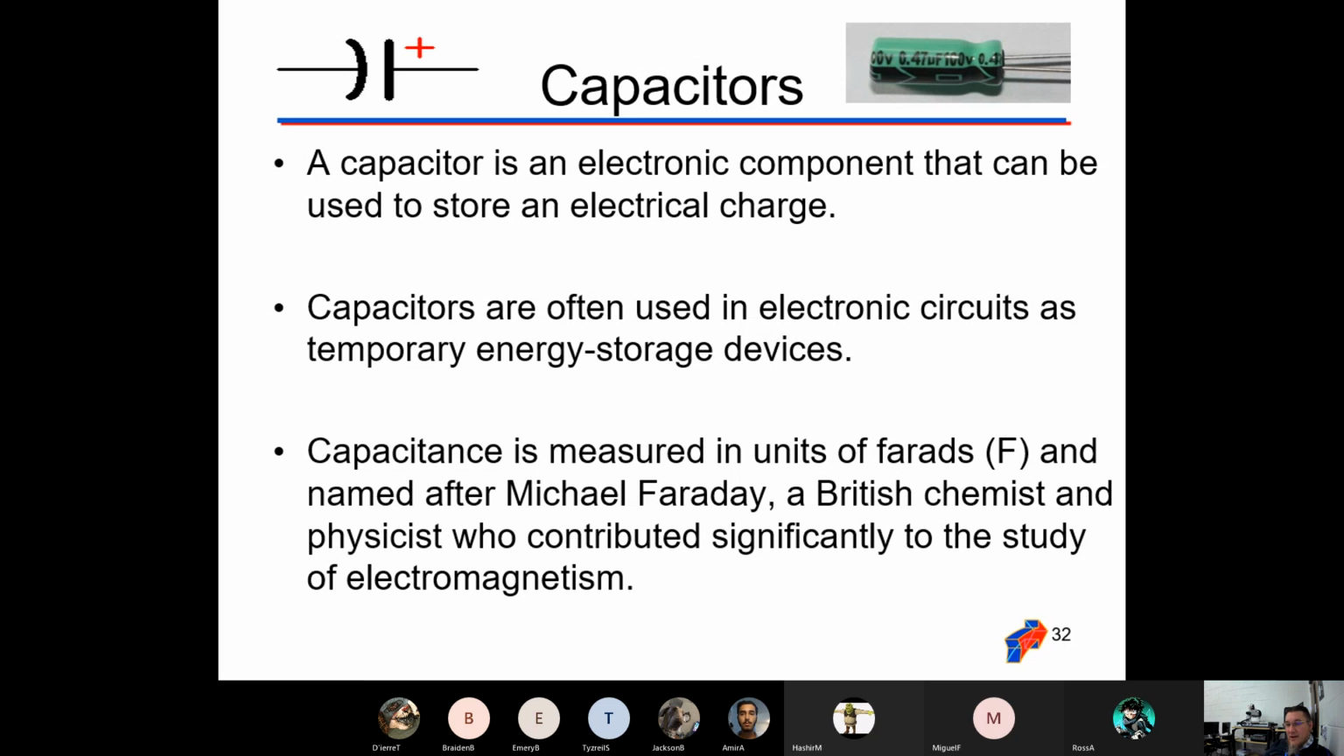Capacitance is measured in farads, and it's named after Michael Faraday. I don't think we've talked about this yet, so you want to write his name down, Michael Faraday. He's a British chemist who was studying electromagnetism, and you'll find that magnetism and electronics are very similar. I would write down key things: the definition of a capacitor, definitely what the units are, and the person who it's named after and what he did. Those are the key things that I would make sure I had in my notes.